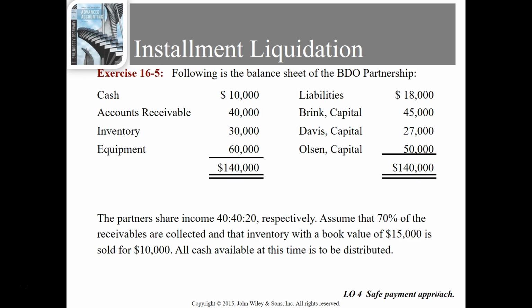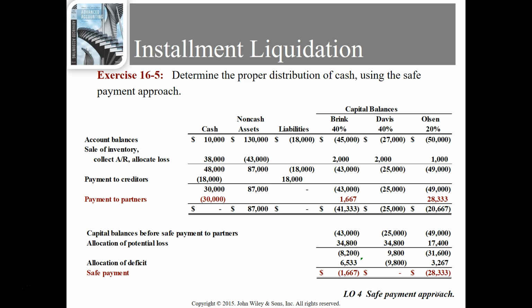So in this exercise, again, we've got a balance sheet, which balances, and we've got partners that share income 40, 40, and 20. Assume that 70% of the receivables are collected and that inventory with a book value of $15,000 is sold for $10,000. All cash available at this time is to be distributed. So again, same type of schedule, a little bit different though.